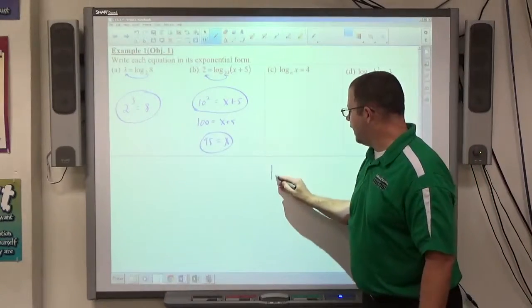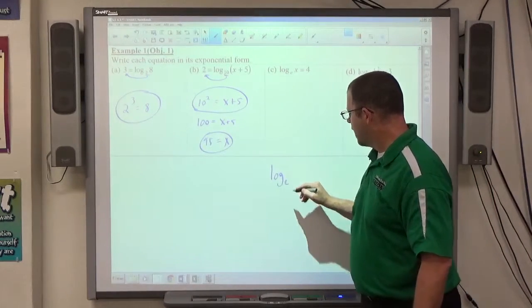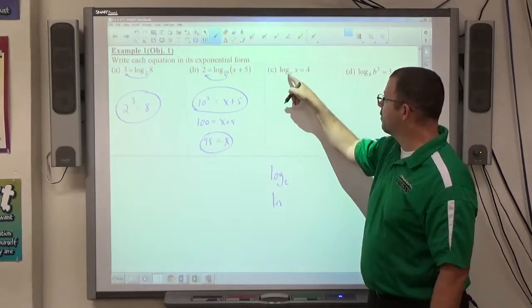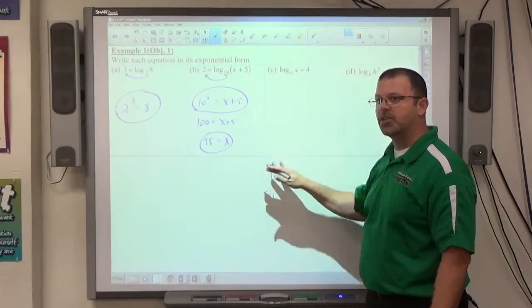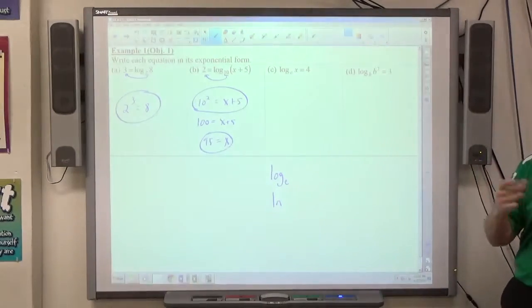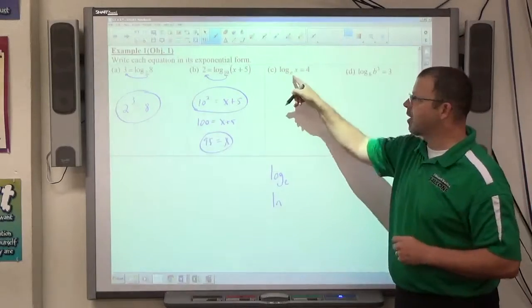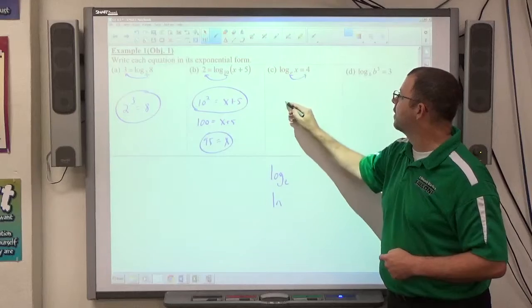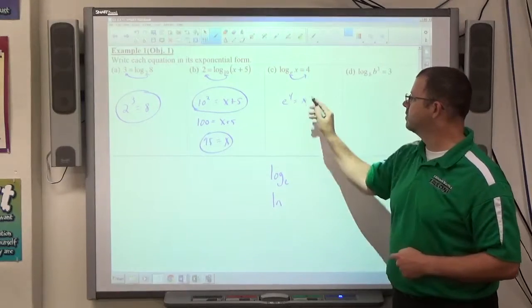Log base e and ln mean the same thing. They're interchangeable. So a lot of times they'll write log base e, sometimes they'll write ln. Just know that they mean the same thing. For the sake of transformation from exponential to logarithmic form or vice versa, this is a better form to look at for transformation back to exponential form. This base raised to that power equals the argument.